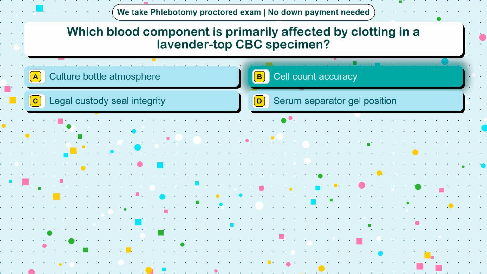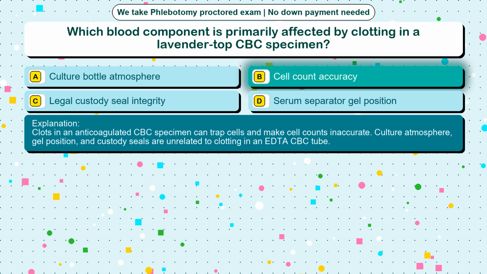The correct answer is option B, cell count accuracy. Clots in an anticoagulated CBC specimen can trap cells and make cell counts inaccurate. Culture atmosphere, gel position, and custody seals are unrelated to clotting in an EDTA CBC tube.